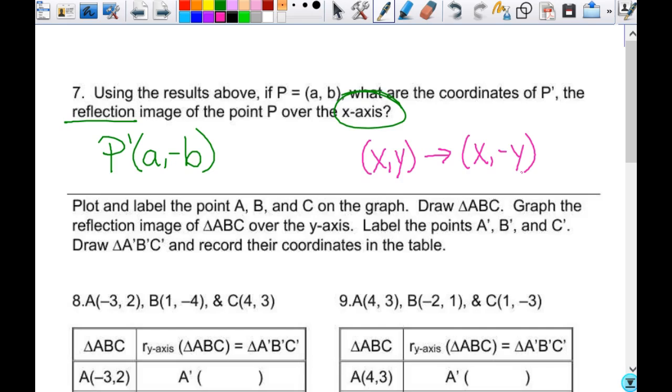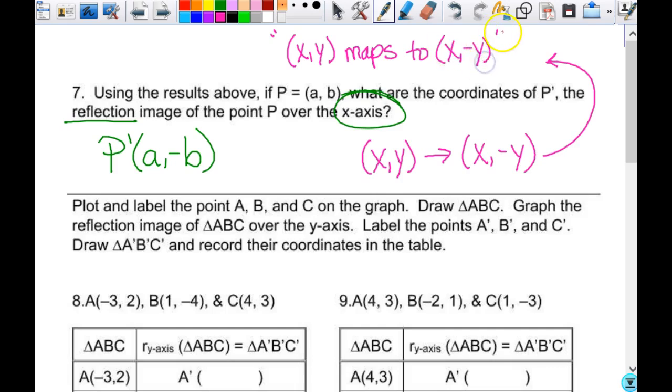Now, you could think of it as if I start with this point and then I reflect it, then I end up with that. So it's still kind of that, but that's not how you read this or what's happening. What this says and how you say this is that (x, y) maps to (x, negative y). So this point maps to its new point.